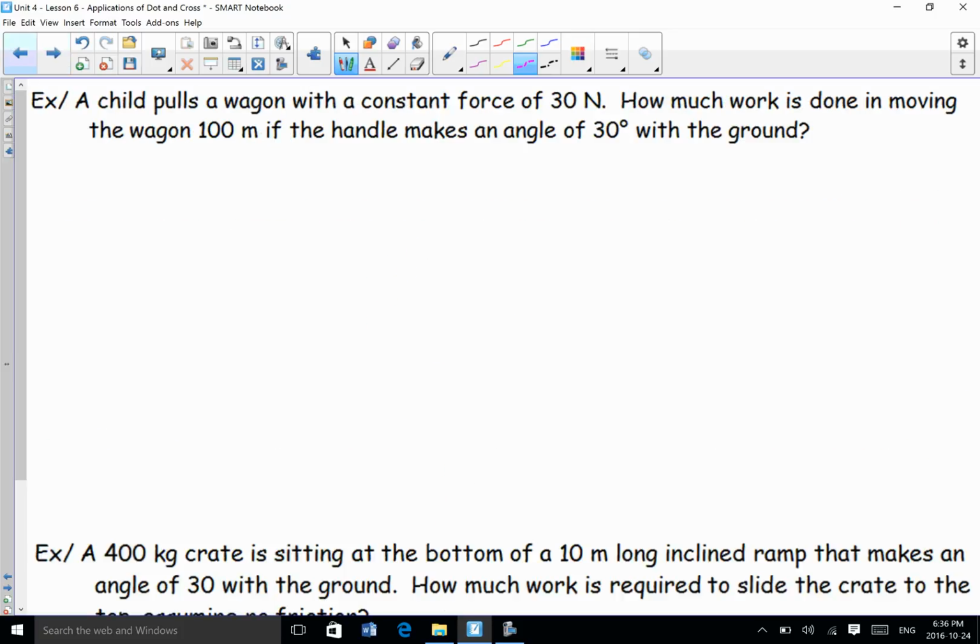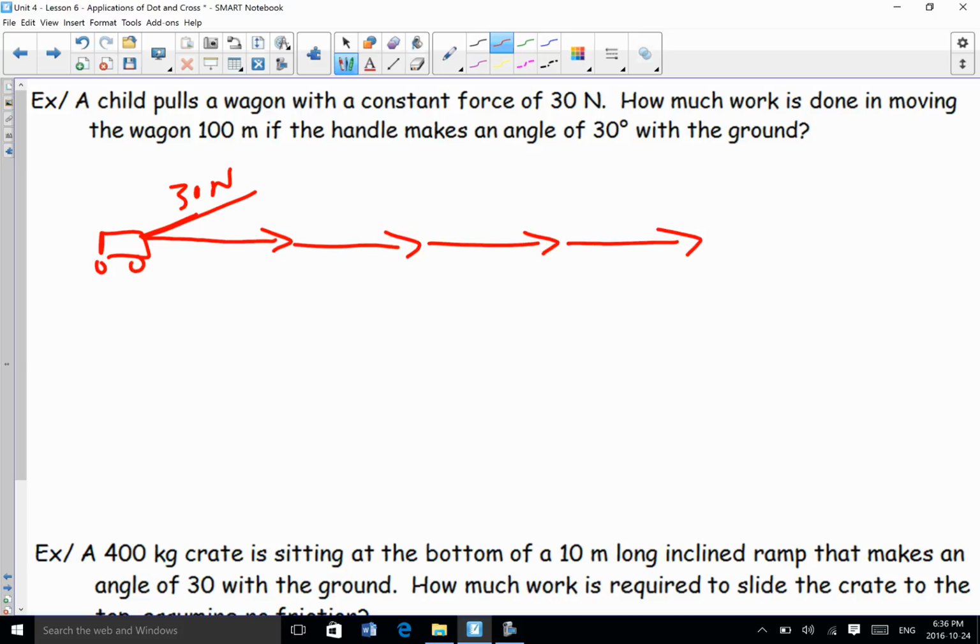Here, look at the wagon again. We have a child pulling a wagon with a constant force of 30 newtons. So if we draw our wagon in, little wheels, and he's pulling with 30 newtons of force. How much work is actually done in moving the wagon 100 meters if the handle makes an angle of 30 degrees with the ground? So we want to move the wagon this way and keep dragging until we've gone a total of 100 meters. That would be our displacement. So I'm going to write that down on the side, my displacement equals 100 meters.